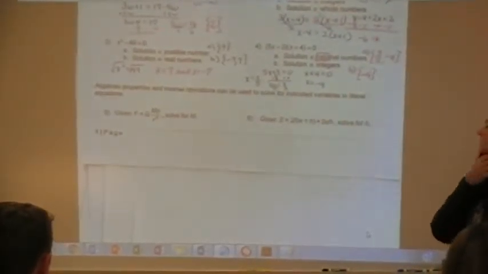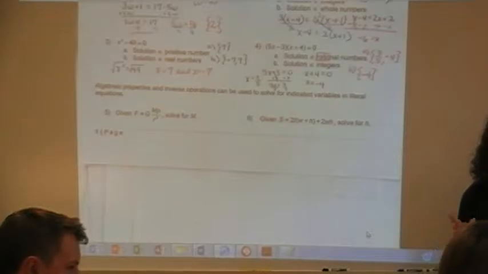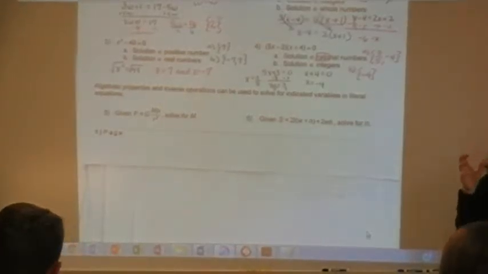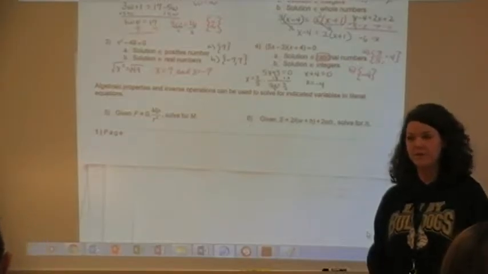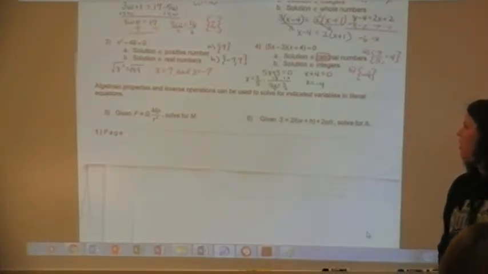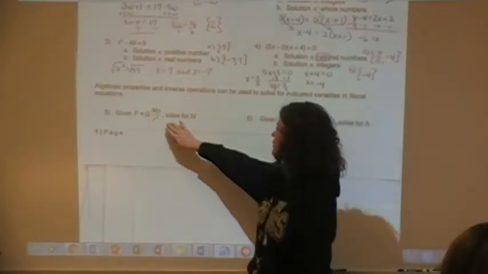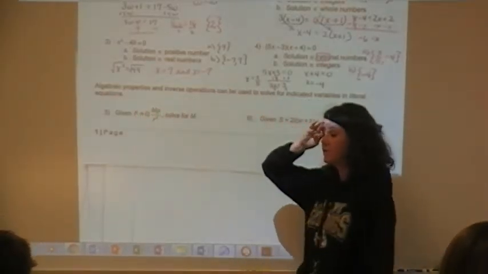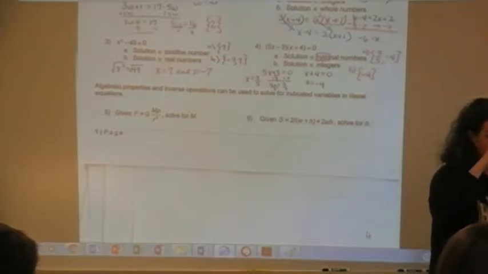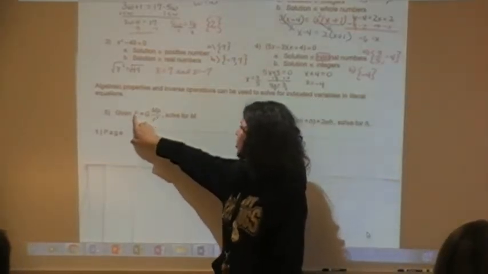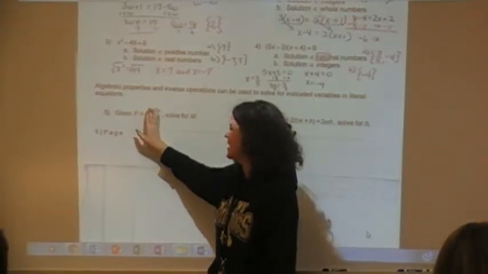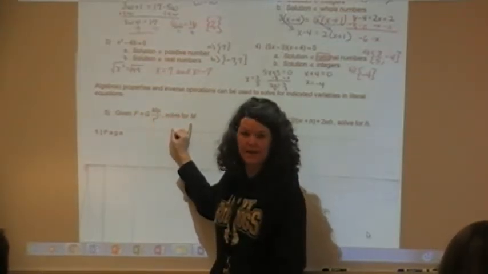Alright. Now, number 5, we're moving now to what we call literal equations. Literal equations are equations that have not as many numbers, mostly letters, and they're just asking you to solve for the indicated variable. Right now, this particular formula that has something to do with force is solved for f, because f is by itself. Well, they want me to adjust this and instead get m by itself.